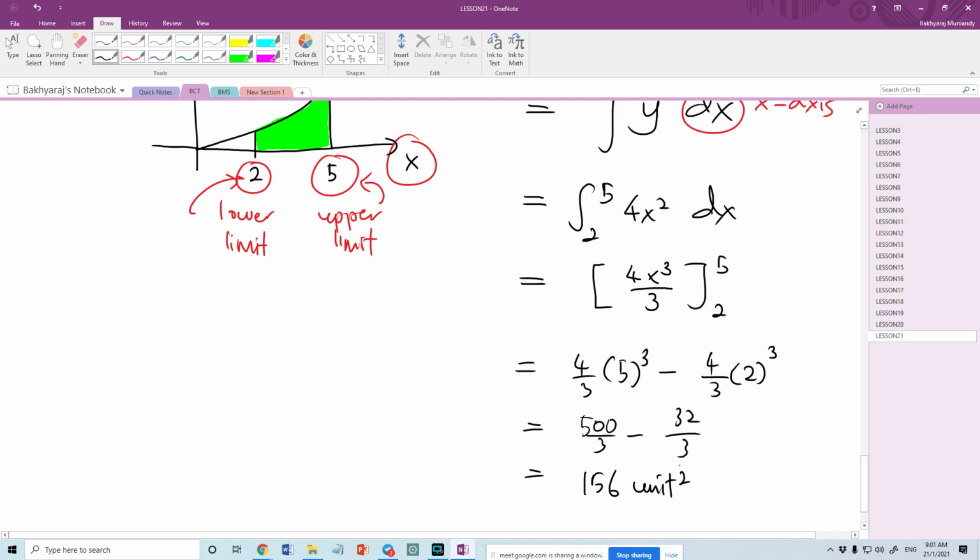Kenapa ada unit square? Because you are doing area, right? Kita nak cari area, kan? Area mestilah mm square, centimeter square, meter square, ataupun kilometer square. So we must have square, right? Since here we don't have any specific unit, so kita letak unit square lah. So this is our last answer.